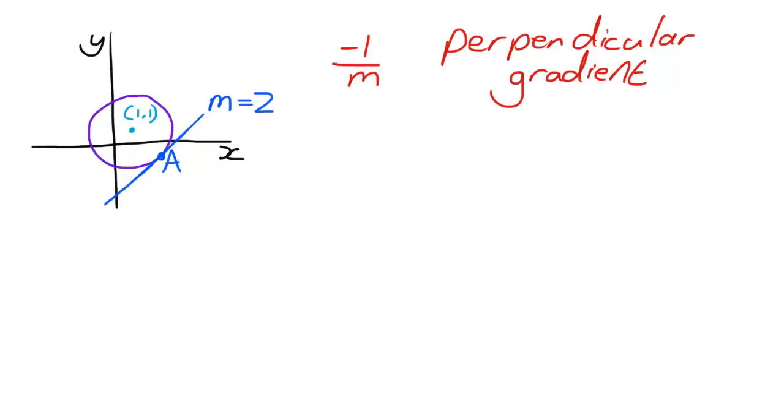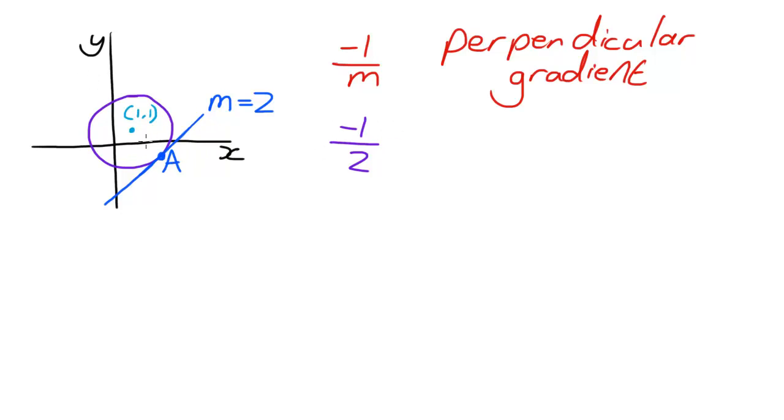But what does that really mean? Well, it means that for the line that we want, going through the center of the circle, the gradient is found by going minus 1 over this m, this 2 there. So we get minus a half as the gradient of our new line going through there.